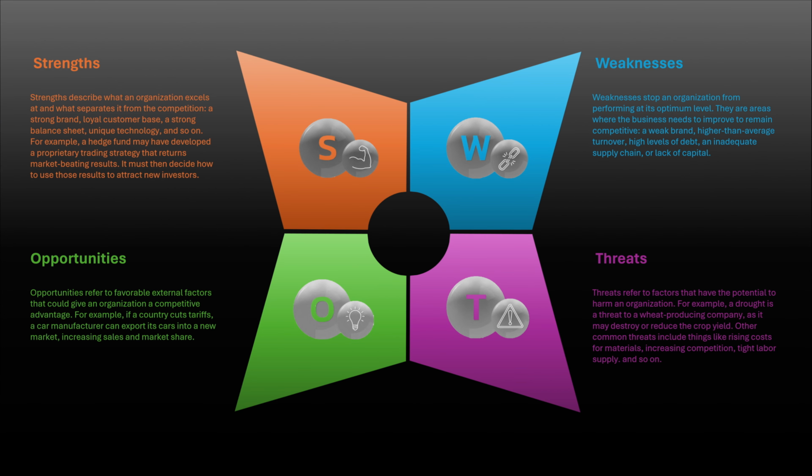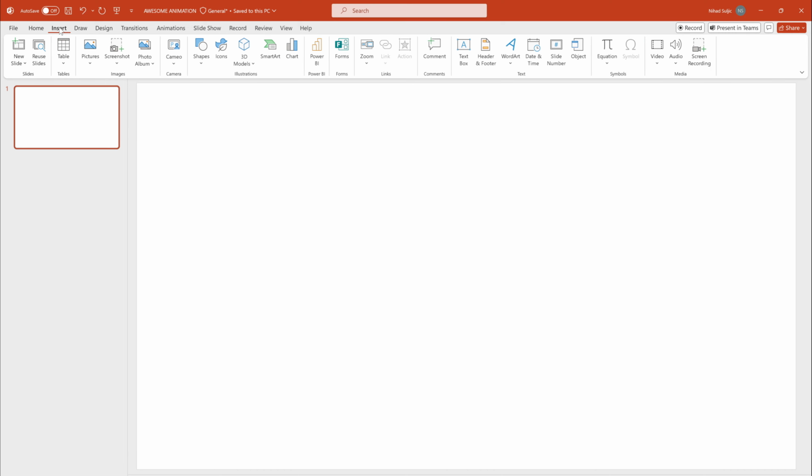In this video, we're going to create a dynamic and visually appealing design using shapes, colors, and animations. Whether you're looking to enhance your presentation skills or just add some creative flair to your slides, this step-by-step guide will help you achieve a professional look. Let's get started. Go to the Insert tab.